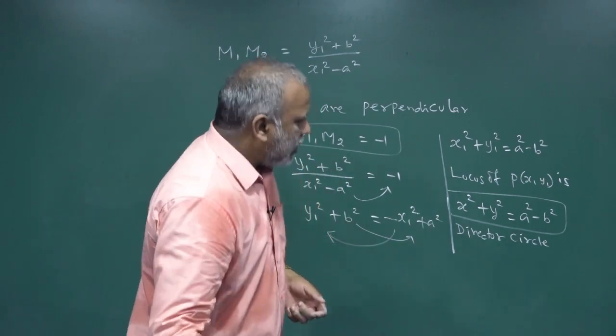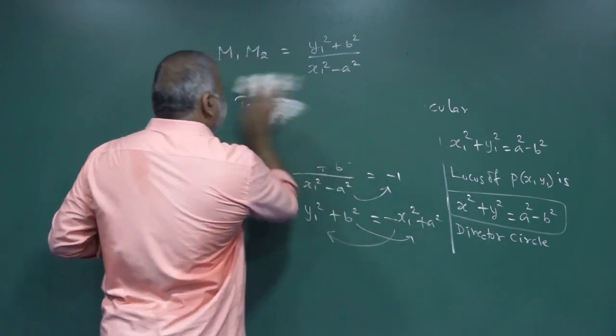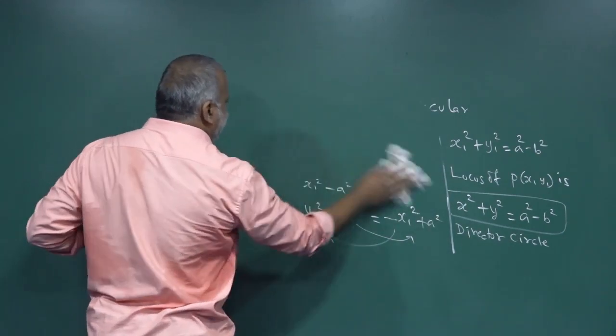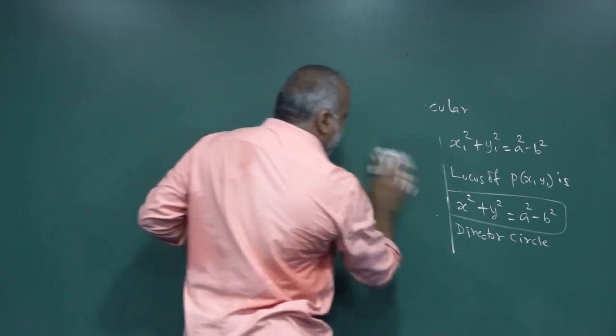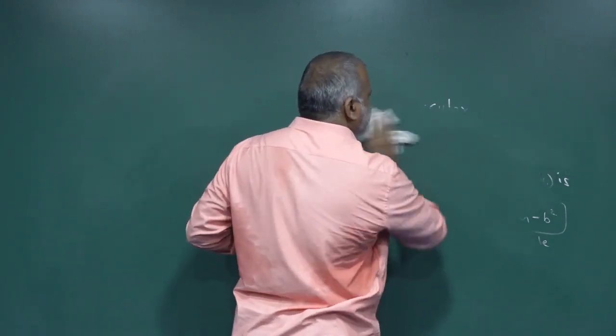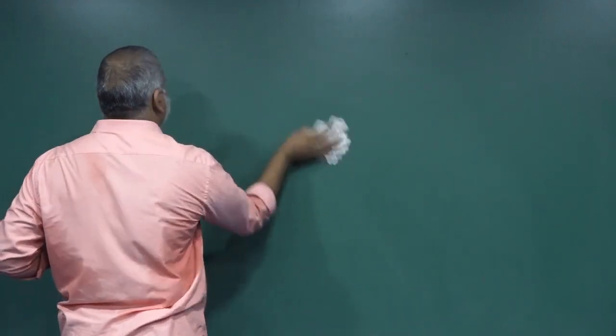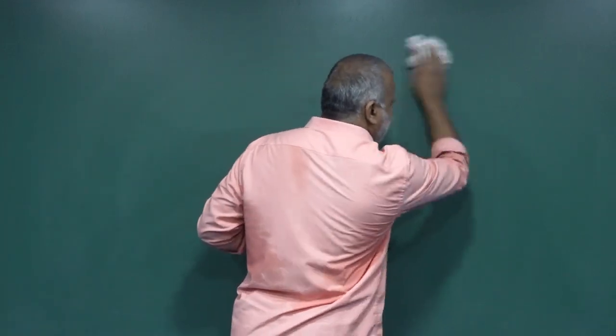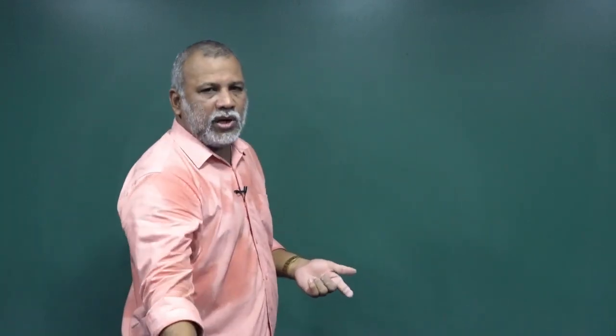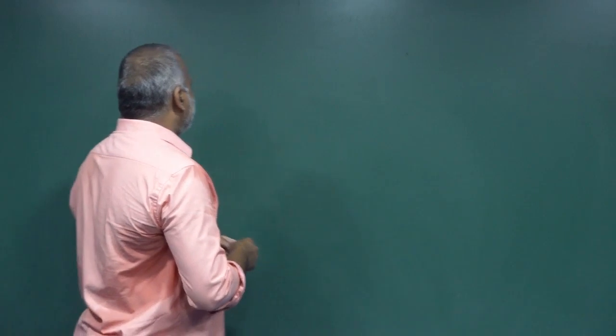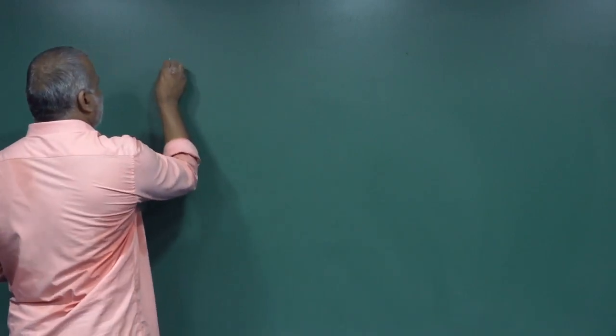Now listen. We already discussed the equation of the tangent at x1 comma y1 to the parabola, and also the equation of the tangent and normal at t to the parabola. The same concept today we are going to work out for an ellipse.